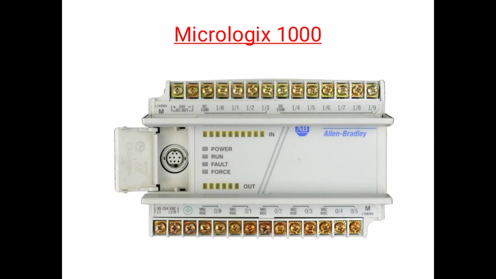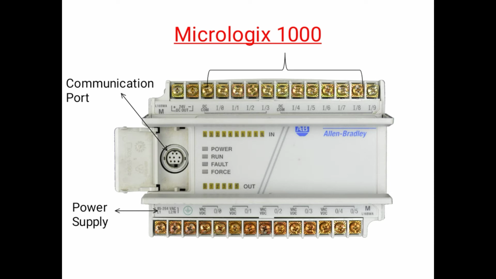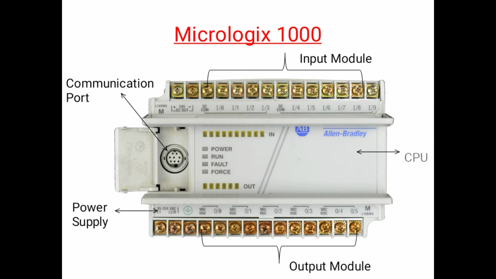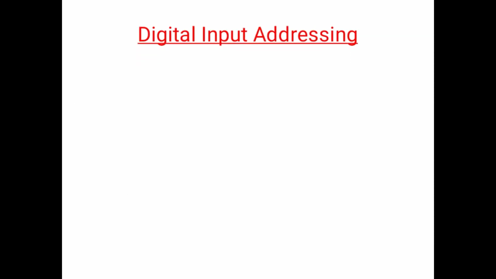Next, this is a Micrologix PLC, a compact PLC. This is the power supply, this is the communication port, these are the inputs, these are the outputs, and this is the CPU. So this is a compact PLC, Micrologix 1000. Let's move ahead, and this is digital input addressing.